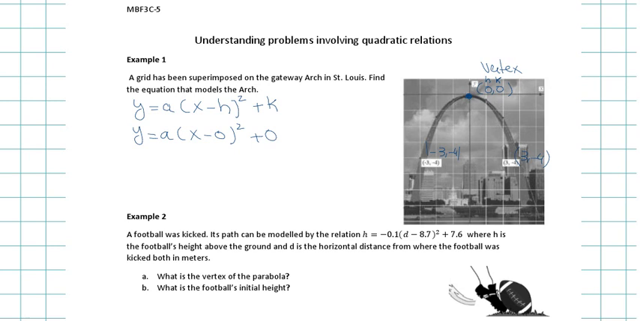Exactly the same. So I'm going to pick the 3 and -4. Remember that X, Y, your point is alphabetical order. X, Y. So Y is going to be replaced by -4 equals A. Instead of X, I'm going to replace it with 3 minus 0 squared plus 0. Okay, what do I do next? Bracket. Do the brackets. Simplify. So -4 equals A. 3 minus 0 is 3.